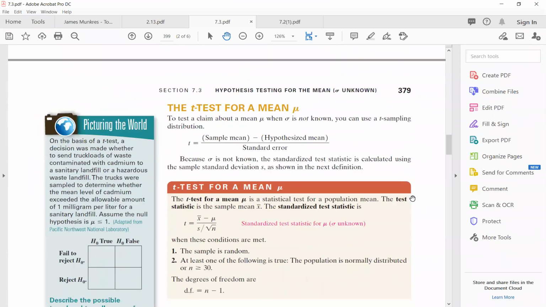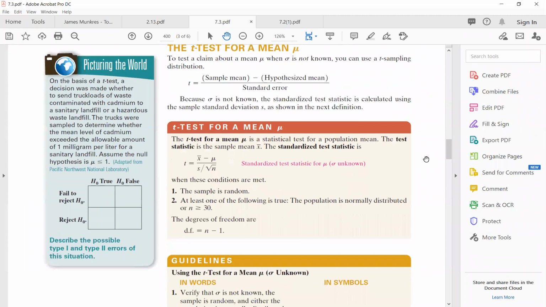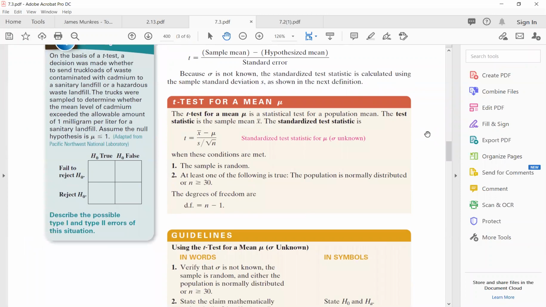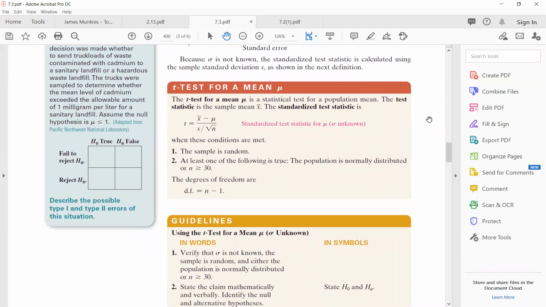Very well. How do we use t-test to make decisions about our hypothesis testings? So first of all, we're using t-test for the mean or population mean. The t-test for a mean, mu, is a statistical test for a population mean. The test statistic is the sample mean. The standardized test statistic is x bar minus mu divided by s over square root of n.